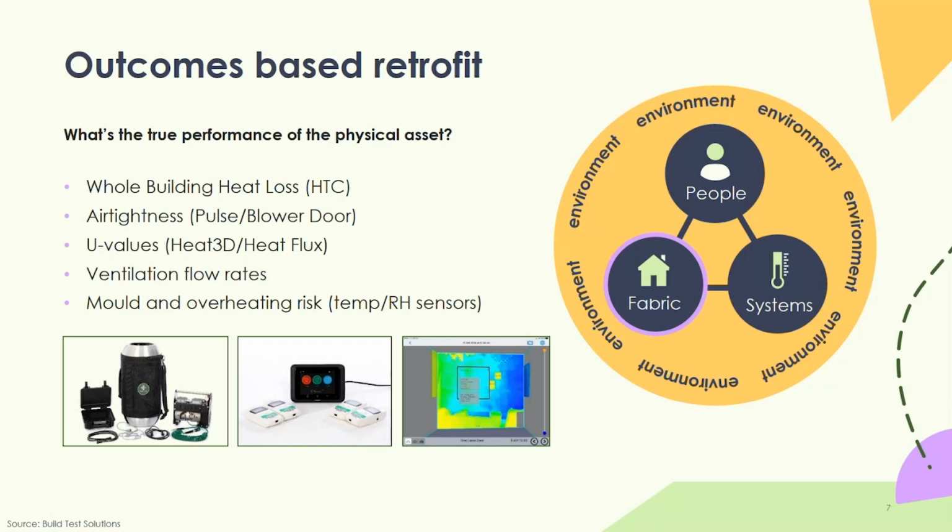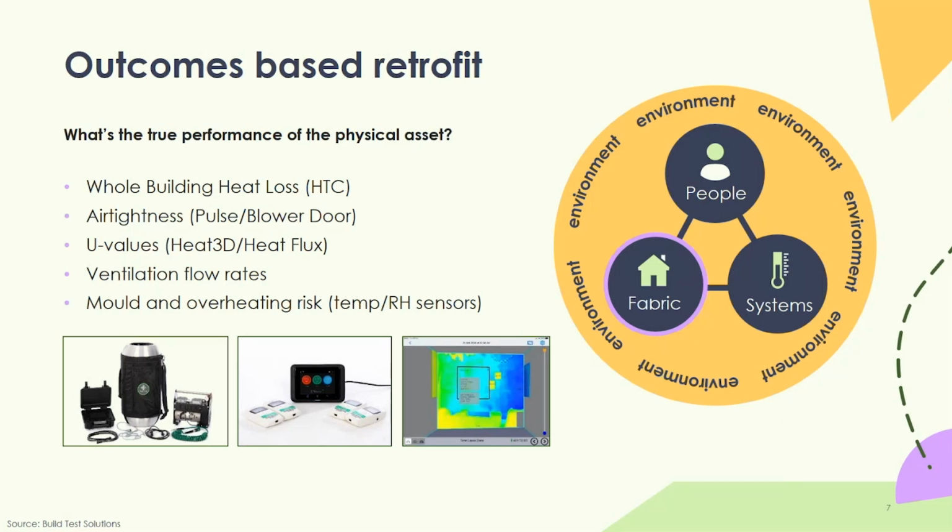By this, we're thinking about whole building heat loss measurements, otherwise known as measuring the heat transfer coefficient of a building, or HTC. We could be measuring the air tightness, the enclosure integrity of a building fabric, with pulse and blower door test methods. We could be measuring the U values of specific elements, so what's the heat loss rate through a given floor structure, through the walls, through the roof. We could be measuring ventilation flow rates. So if that's infiltration, how leaky is the building, but also what's the rate of air changes being delivered by mechanical ventilation systems installed.